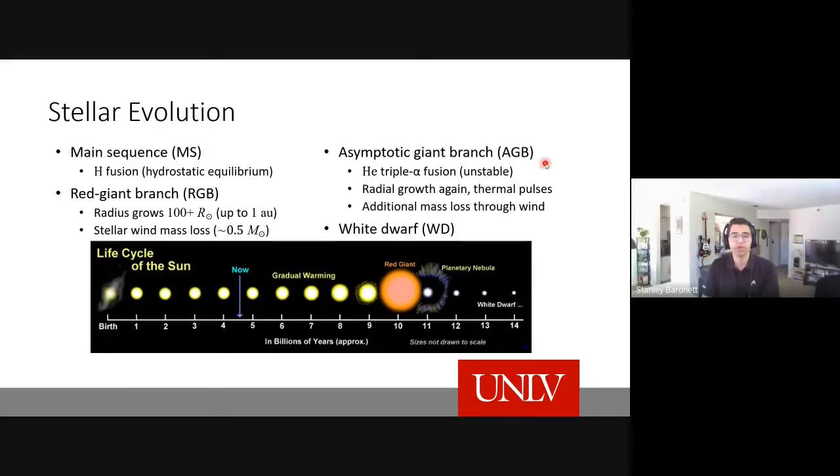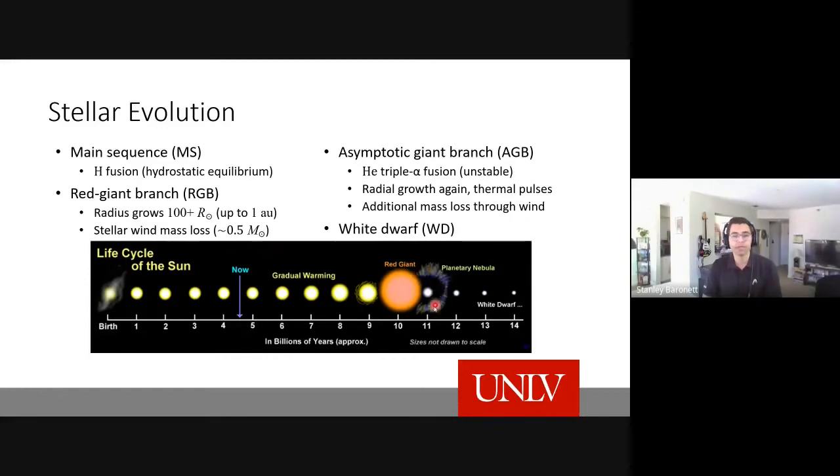Now, after it leaves the red giant branch, it will go through another similar phase known as the asymptotic giant branch, and in this part, the helium in the core starts to fuse on its own, creating further nuclear reactions through a triple alpha process. But this nuclear fusion is actually quite unstable. And so you'll get radial growth again as the star tries to maintain equilibrium. And this corresponds to some thermal pulses that we see as these helium burning phases go on and off. And you'll get additional mass loss through the wind during this phase.